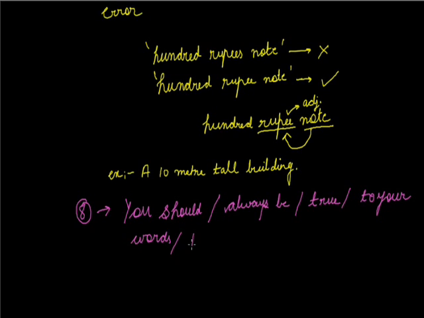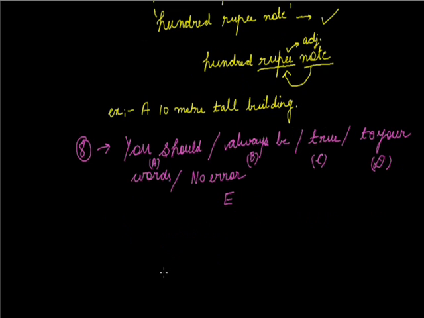And the next section is no error. The sentence is again divided in 5 parts: A, B, C, D, and E. Can you tell me which part contains the error? Okay, I tell you. The error is in part D, because this word is not correct here.